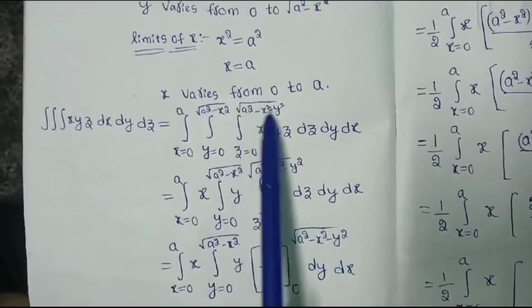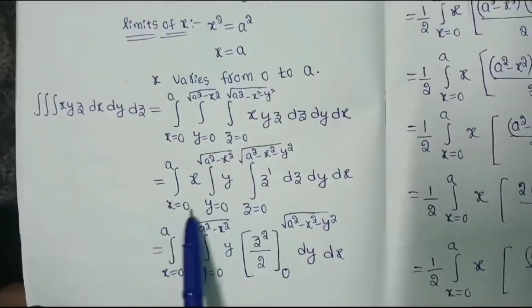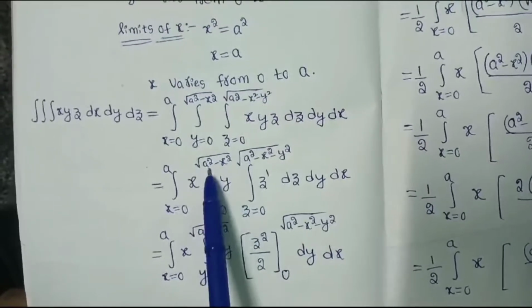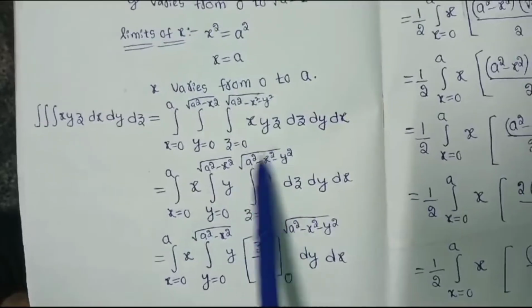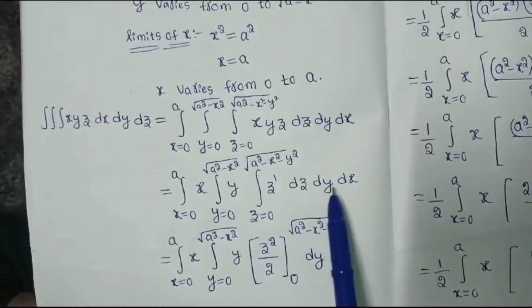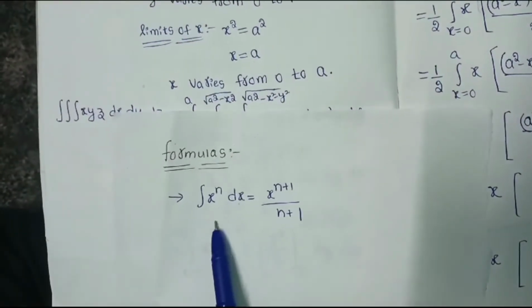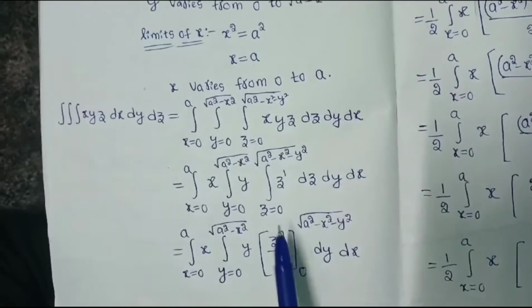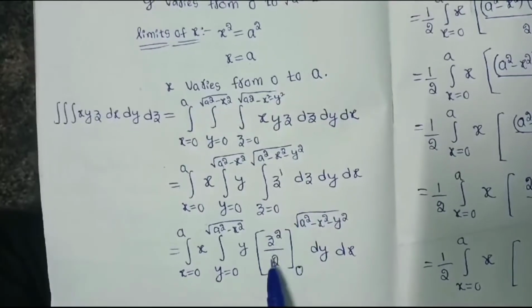First we integrate the term z, so it can be written as integration x is equal to 0 to a x, integration y is equal to 0 to root of a square minus x square y, integration z is equal to 0 to root of a square minus x square minus y square, z dz dy dx. We know that the formula for integration x power n dx is equal to x power n plus 1 by n plus 1. Similarly, integration z power 1 into dz is z square by 2.